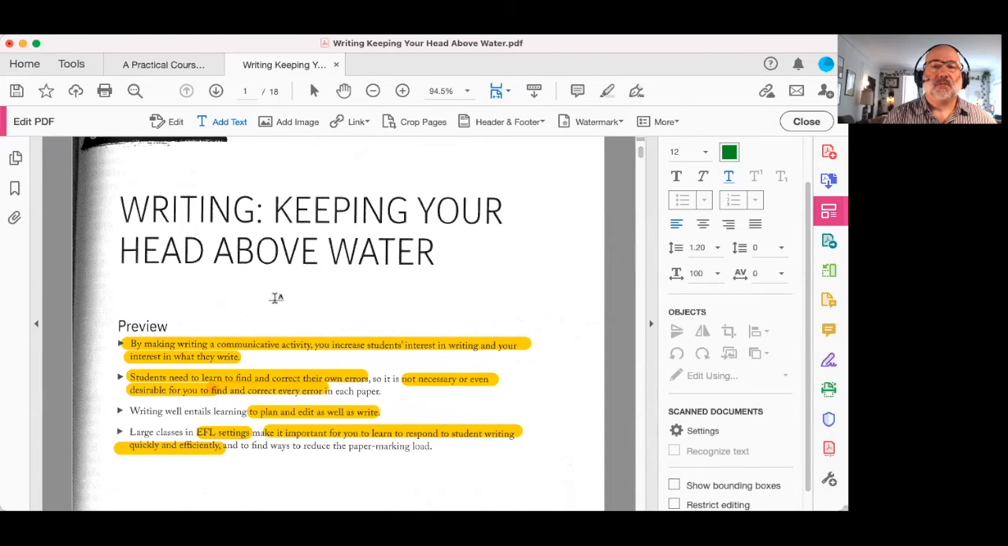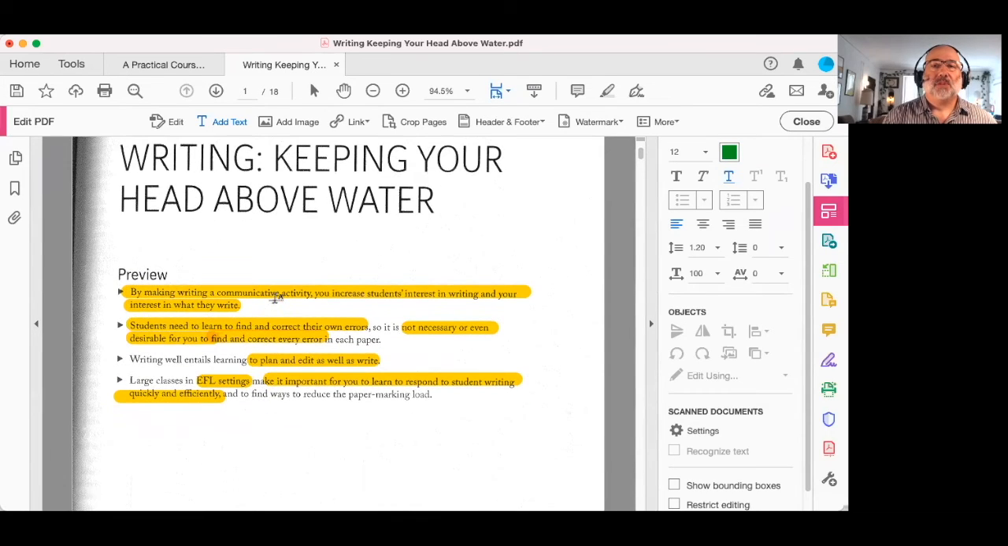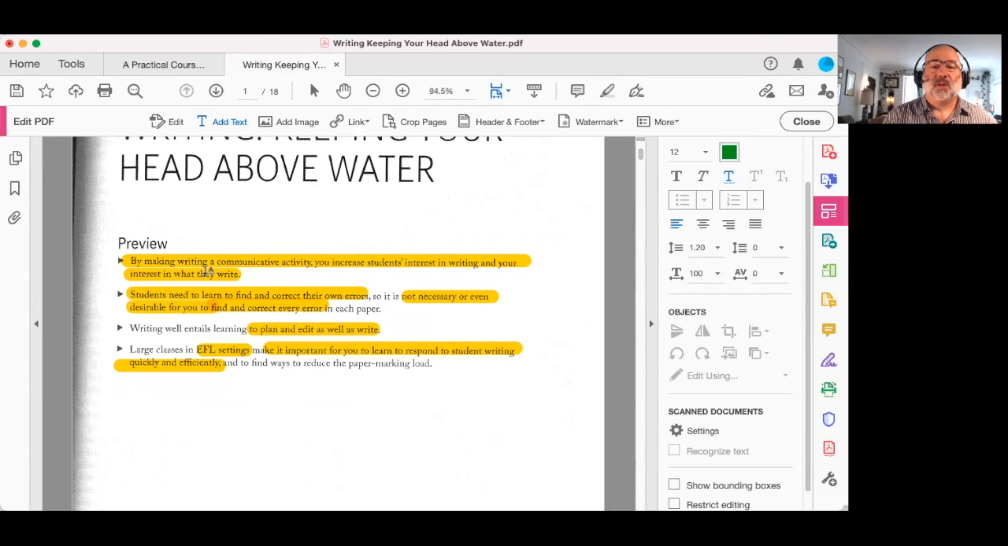What I'm going to do is share an annotated version of the article, and I'm just going to go to spaces that I felt were the most valuable as we are learning about what keeps students engaged. First of all, this one here: by making writing a communicative activity, you increase students' interest in writing and your interest in what they write.